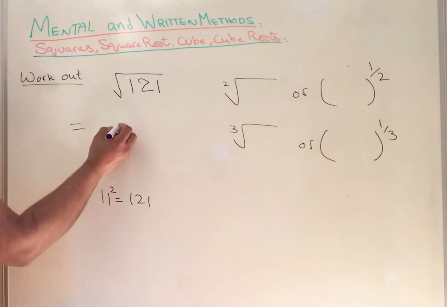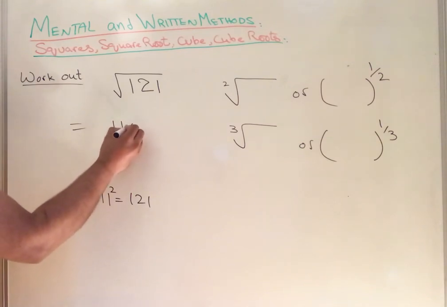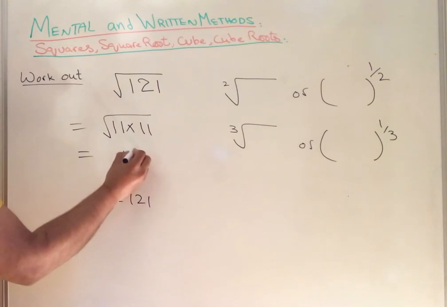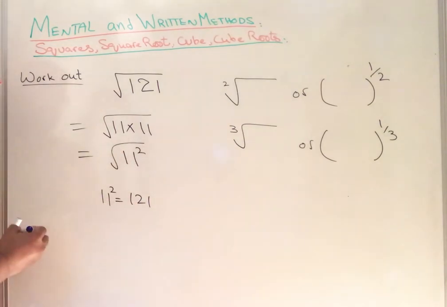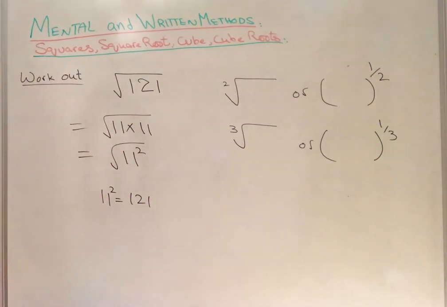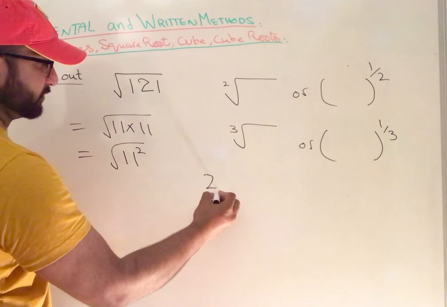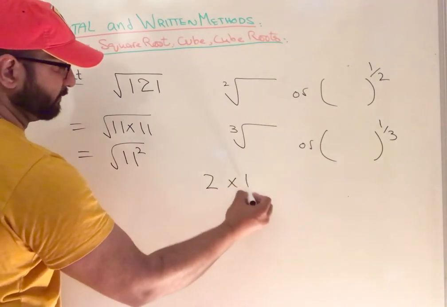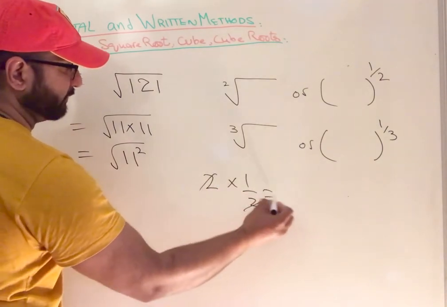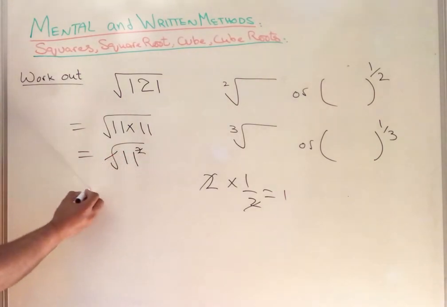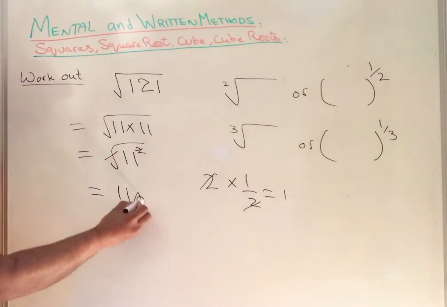So you can write down in here 11 times 11, or 11 square. As you know, the square root will cancel, because both are reciprocal of each other. Reciprocal means if something is 2, the reciprocal of 2 is 1 over 2. When they multiply, only 1 comes. So this bracket cancels with that. So only 11 is the answer.